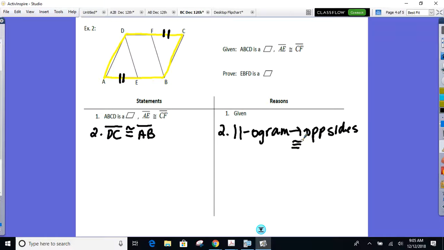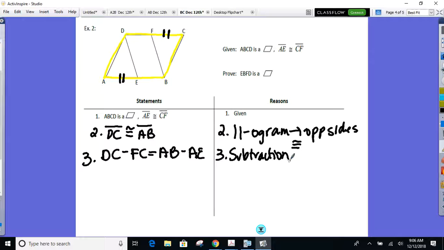And then what am I doing, guys, with those sides and the sides I gave you? I'm subtracting them. Nice. DC minus FC is equal to AB minus AE. Subtraction. And then, yes, substitution, to say that side DF is now congruent to side EB.